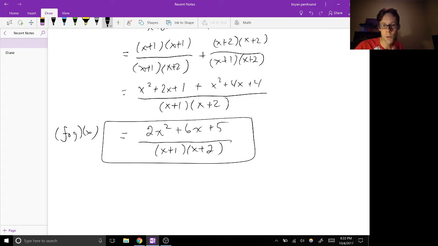If you did happen to expand out the denominator to get something like x squared plus 3x plus 2, that's fine. I would mark that as completely right. But like I said, I just tend to favor having a factored denominator, just for most calculus applications.